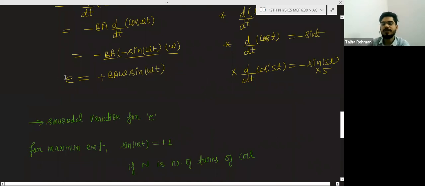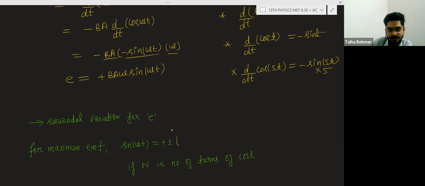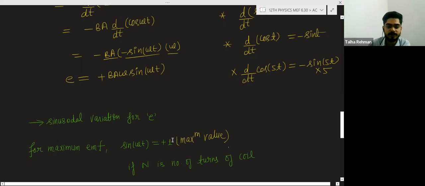Because in the function of the EMF there is sine. So for this EMF to be maximum, this value should be maximum, but B is constant, area is constant, omega is constant. We cannot change these. We can change sin omega t, and the maximum value of sin omega t is +1. This thing you should know: +1 is the maximum value of sin omega t.